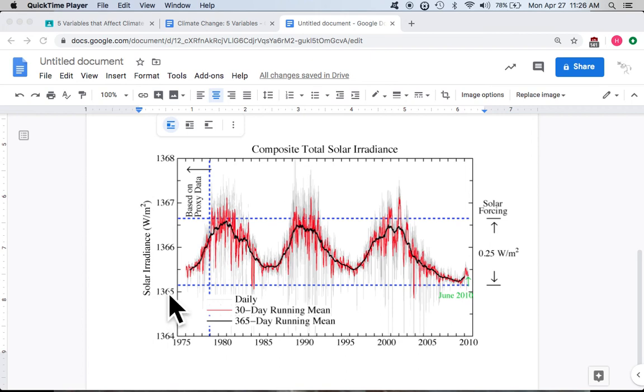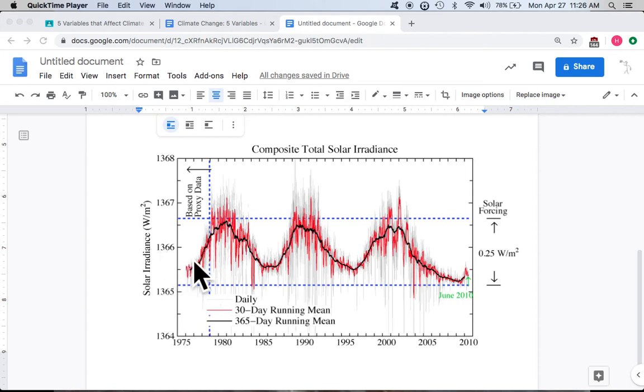If you look at these numbers, they're between 1365 and 1367. So about 1366 watts per meter squared. So imagine a square meter, right, with a 1300 watt light bulb shining on that thing. That is insane amounts of energy.